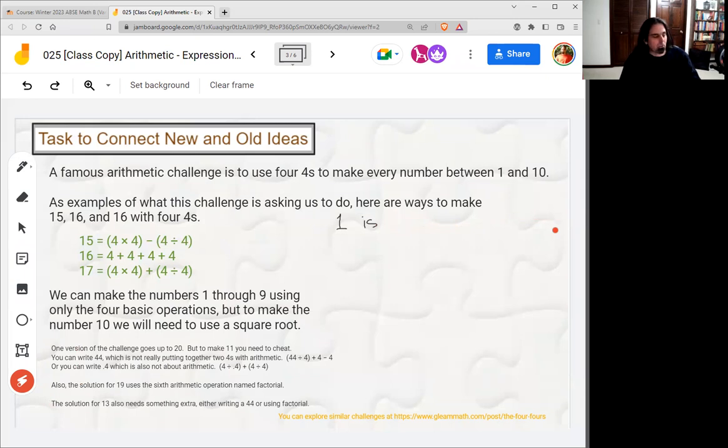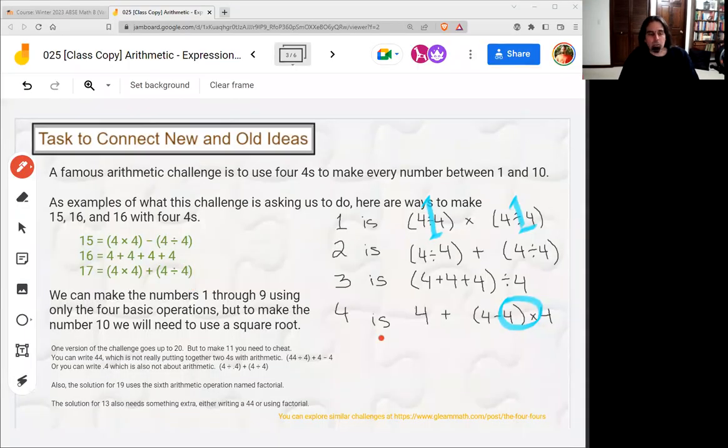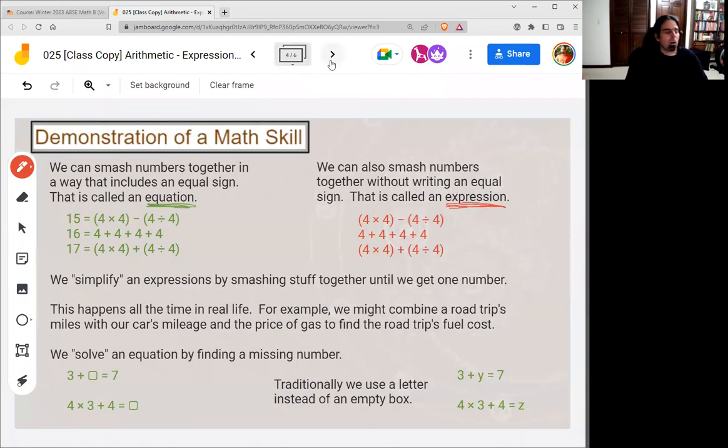I'm going to pause the recording because otherwise it'll be a very boring recording as we brainstorm. Once we get some answers, I will resume the recording. So if you are watching this after the fact, try and do this yourself and then see how you did. So here's some of our examples with 1, 2, 3, and 4. Moving on.